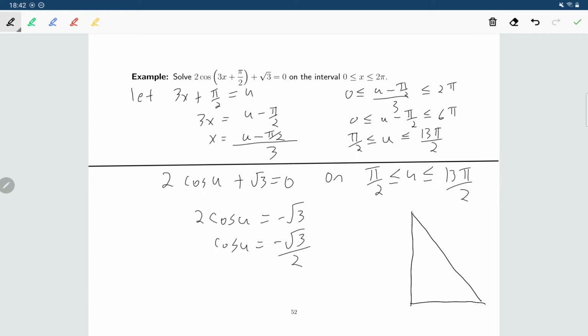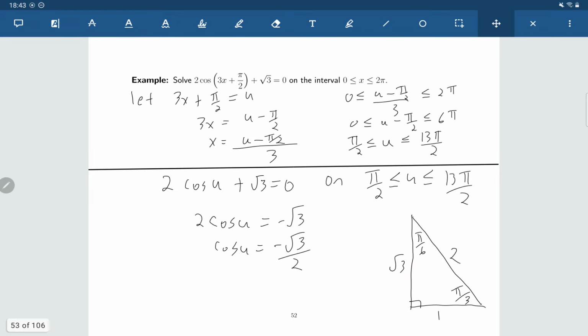And again, if you're thinking in terms of your special triangles, in particular the 30, 60, 90 triangle, the pi over 6, pi over 3, pi over 2 triangle, you know that cosine of pi over 6 would be adjacent over hypotenuse, would be root 3 over 2. And since we're looking for cosine to be negative, well, we're going to have a reference angle of pi over 6, but we'll need to be in a quadrant where cosine is negative.